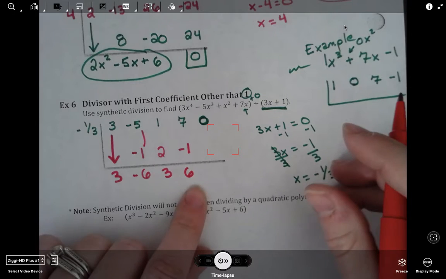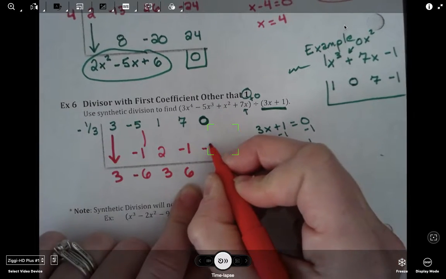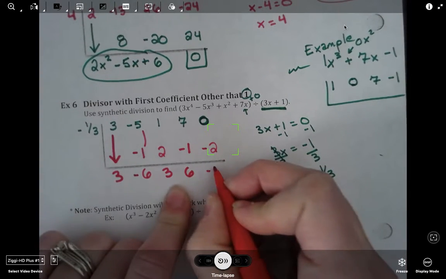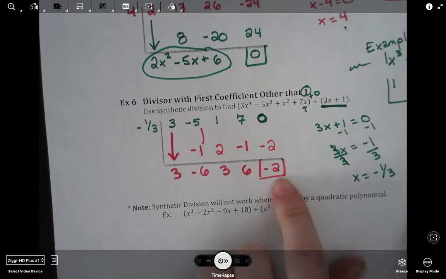And negative 1/3 of 6 is negative 2. And I add those together. 0 minus 2 is negative 2. Uh-oh. It's not going to be a nice answer. Negative 2 is my remainder, okay?